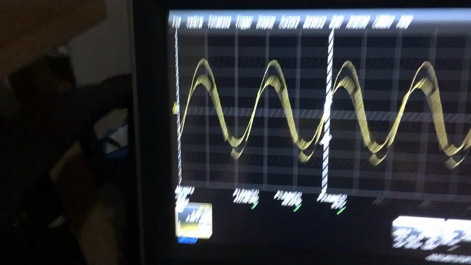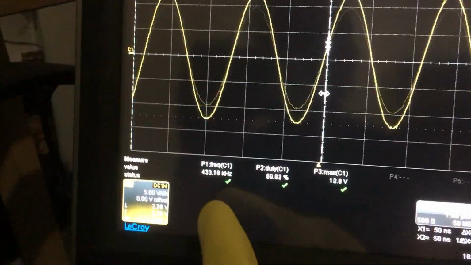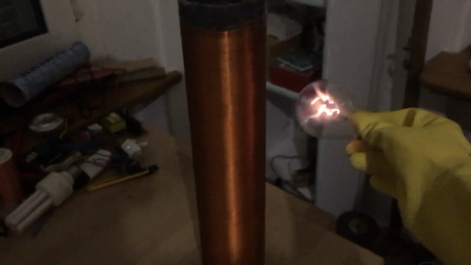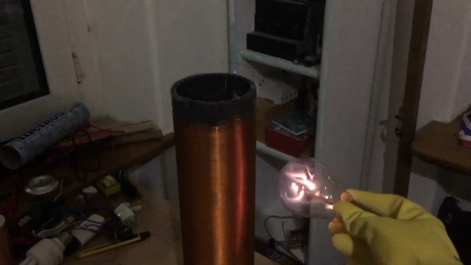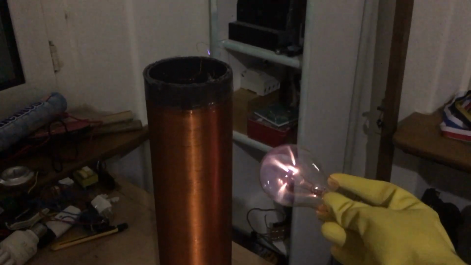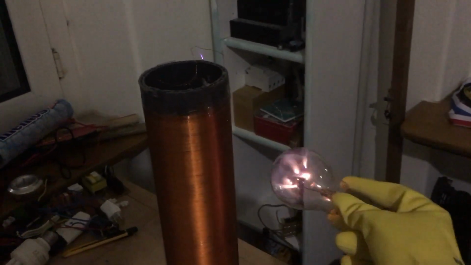And we can actually pick it up with this scope here and we can see that it's running at about 433 kilohertz, so about the resonance frequency of the secondary. But yeah, I just thought this little project was cool to share, and I'm definitely impressed by how much RF power this thing puts out. I mean, this is quite impressive.